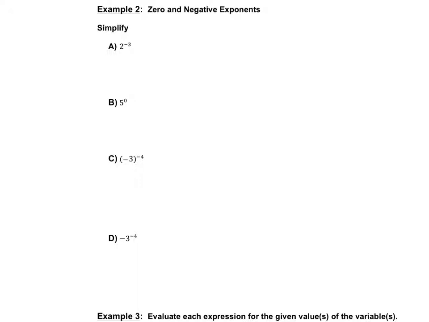So for example 2a, 2 to the negative third, that's going to be 1 over 2 to the third, and then we're going to calculate that. 1 over 2 to the third means 1 over 2 times 2 times 2, which is 1 over 8. 5 to the 0 power, anything to the 0 is 1, so I don't have to do much there.